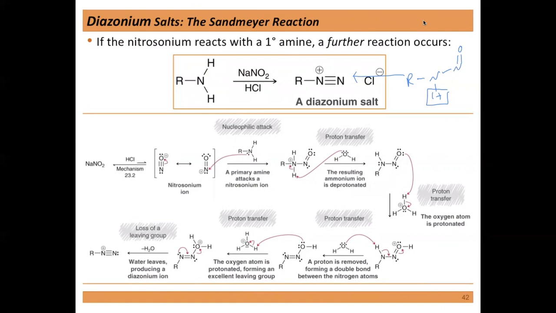So let's look at how this works. Again, we're going to generate the nitrosonium ion, like we talked about before. You protonate the sodium nitrite, and eventually water just leaves. This first step is exactly the same that we saw with secondary amines. We're going to attack the nitrosonium ion, and then we're going to deprotonate. And like I said, we're going to end up with an N-nitrosamine. But if this was a secondary carbon, we would stop. So if that was an R there, then that would be the final product, and we would be done.